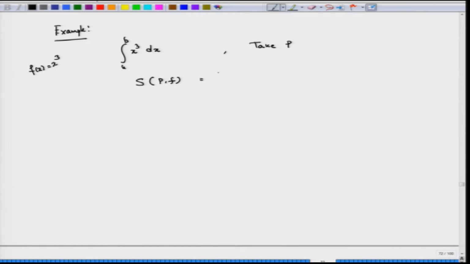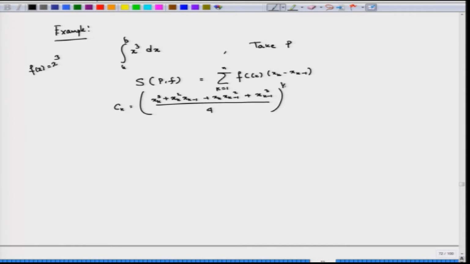Now, S_P of f is the summation over k from 1 to n of f of c_k times x_k minus x_{k-1}. Now, you choose your c_k to be x_k cube plus x_k square x_{k-1} plus x_k x_{k-1} square plus x_{k-1} cube, divided by 4, the whole to the power 1 over 3.